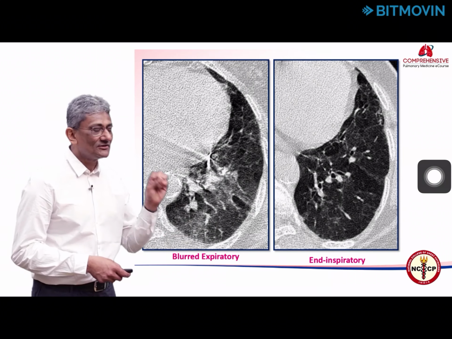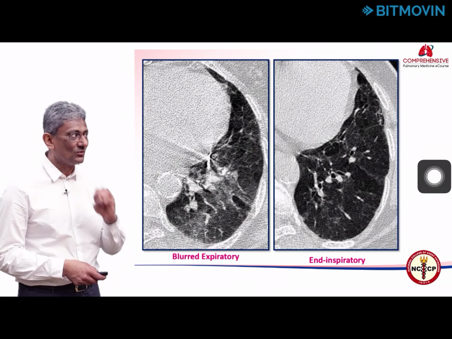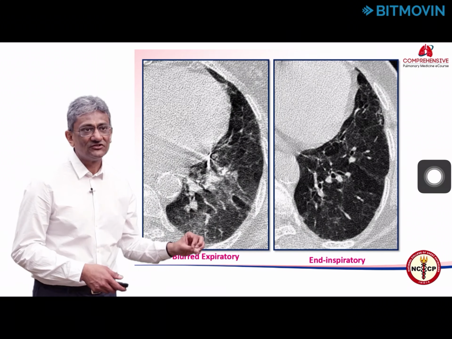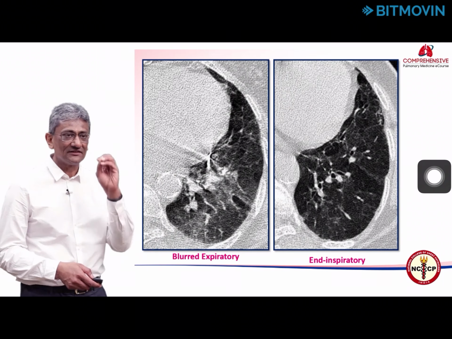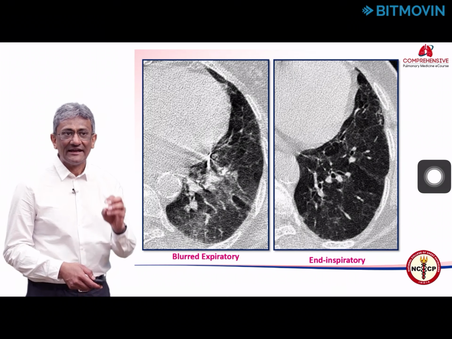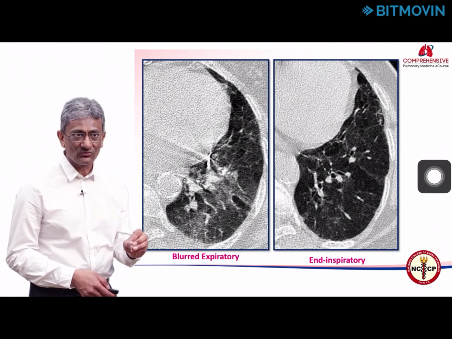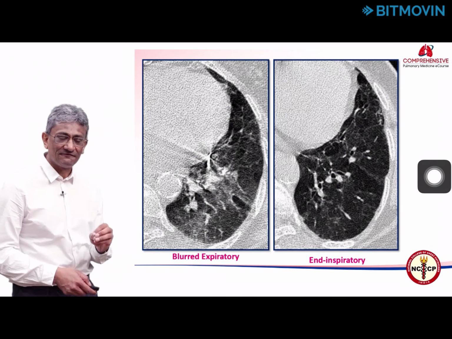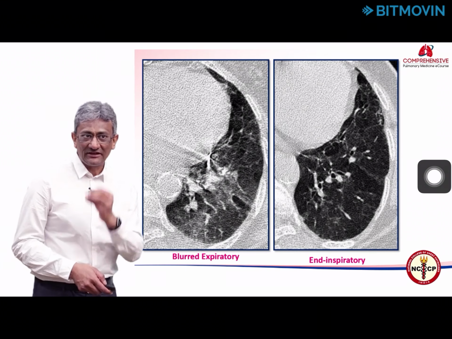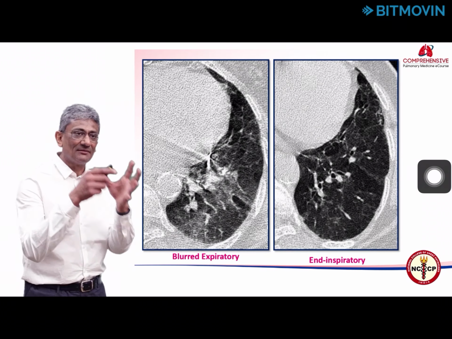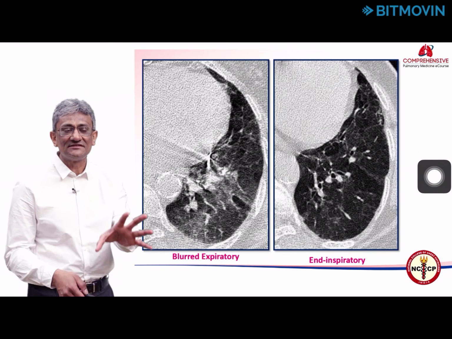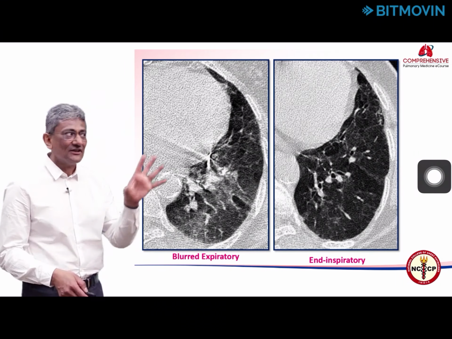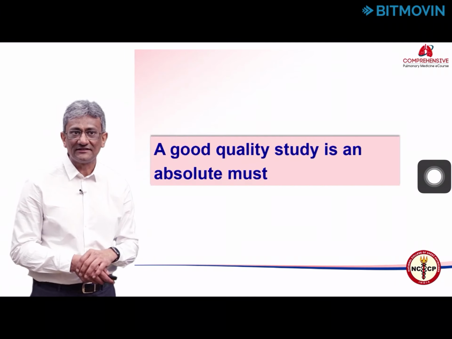But the kind of image that we require is the image on the right. It's not difficult to obtain this. It is not machine dependent. It is person dependent, and we need to make the effort to tell the patient. So, have a protocol where somebody can sit with the patient and tell the patient to take a deep breath and hold it so that we can get the quality that we require.